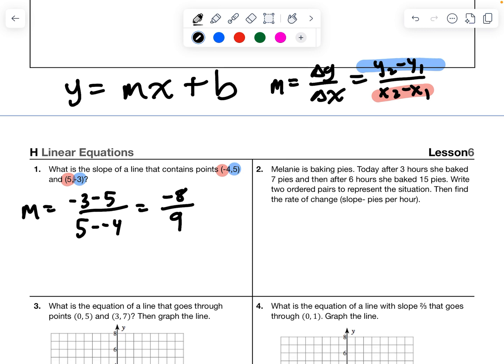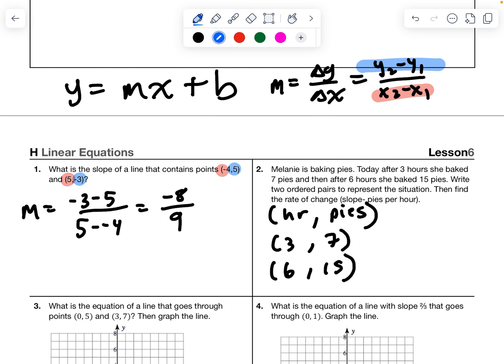All right, Melanie's baking some pies. 3 hours, she's baked 7. 6 hours, she's baked 15. We're going to write two ordered pairs to represent the situation, and then we're going to find the rate of change, pies per hour. So that means hours is my x, and pies is my y. So at 3 hours, that's because time is always independent. It's always x. (3, 7) pies and (6, 15).